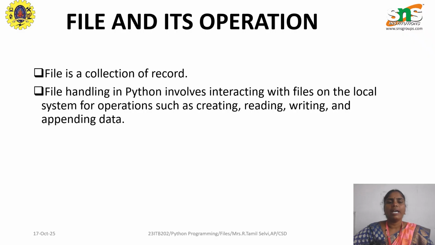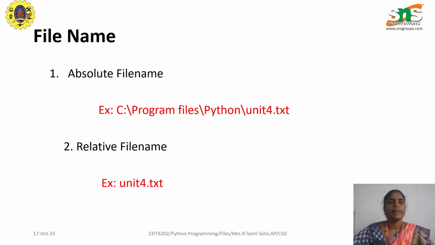File. A file is a collection of records that stores related information, data, settings, or commands in secondary storage devices like magnetic disk, magnetic tape, optical disk, or flash memory. And using the file handling mechanism, you can interact with the files and do file operations such as creating, reading, writing, and appending the data.